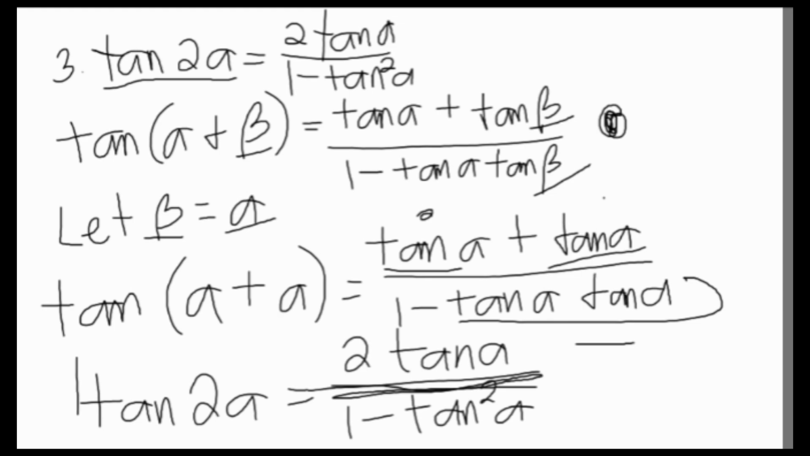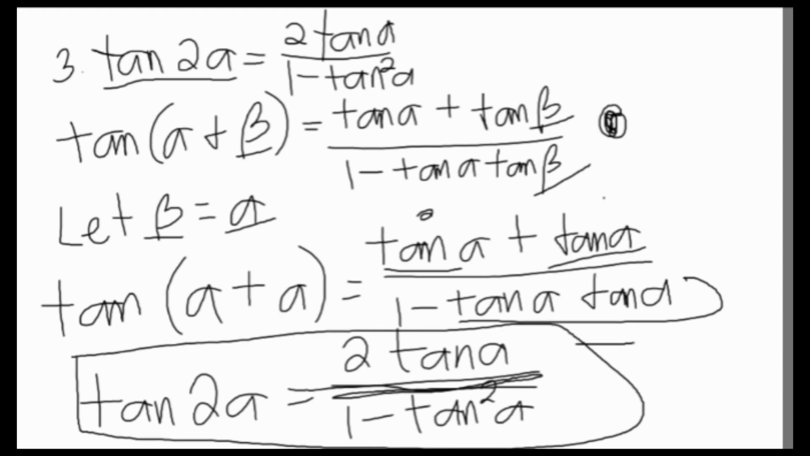So this is where these formulas are derived from. This is all from the sum of two angles for the sine, cosine, and the tangent.